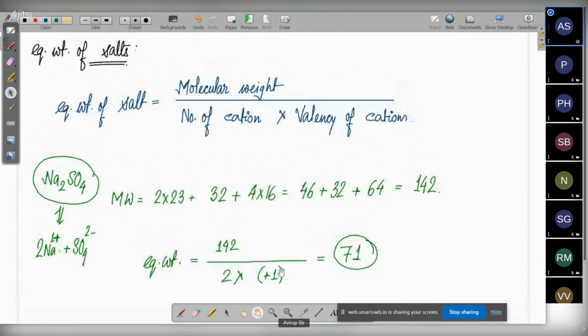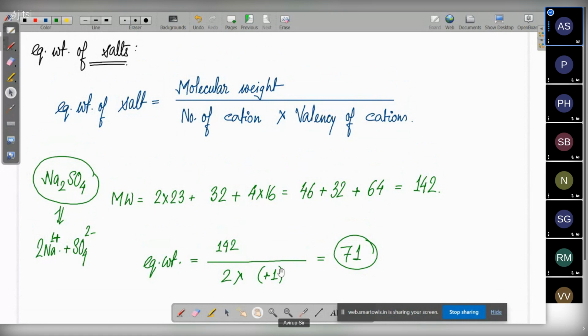Sometimes you can directly get a numerical where you have to simply calculate the equivalent weight only and nothing else. You do not have to do normality or anything as such, just the equivalent weight calculation. So that type of numerical can also come. Okay, so this is all about our equivalent weight. So is it clear to everyone?